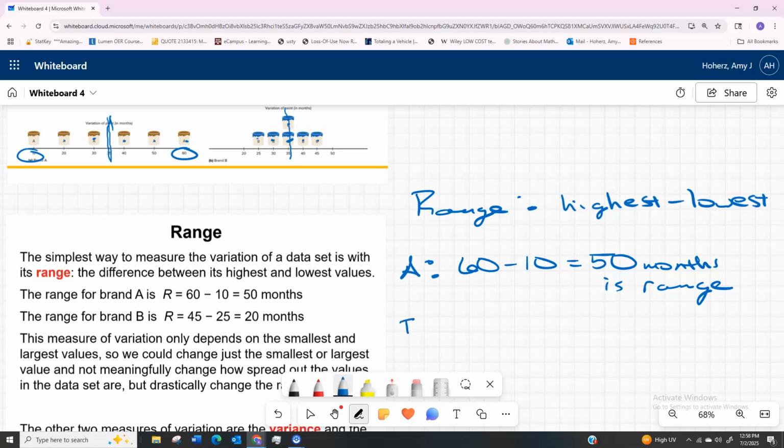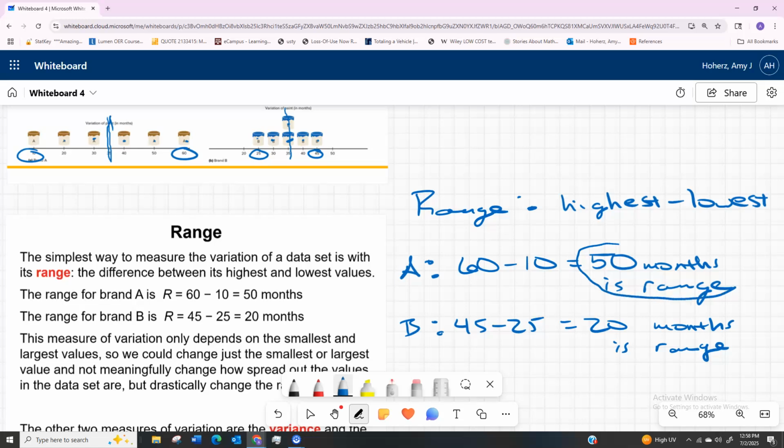If we do the same thing with brand B, we already know it's not as spread out. It only goes with a high of 45 to a low of 25. And so if we do 45 minus 25, we get 20 months for the range. And so, as we mentioned, when you have a higher measure of variation, you're going to have data that is more spread out. When you have a lower measure of variation, you have data that is more compact.